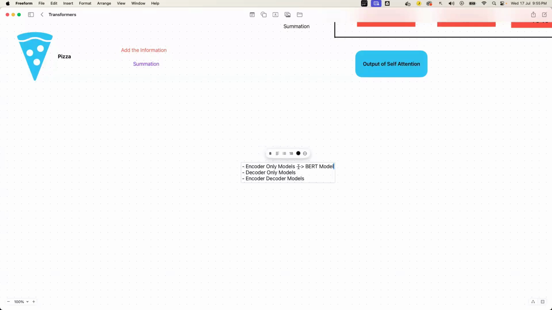Then they started using this BERT model for various tasks. With an encoder only model, we can use it for sentiment analysis, text classification, and all those tasks. So they train the model to get better performance.